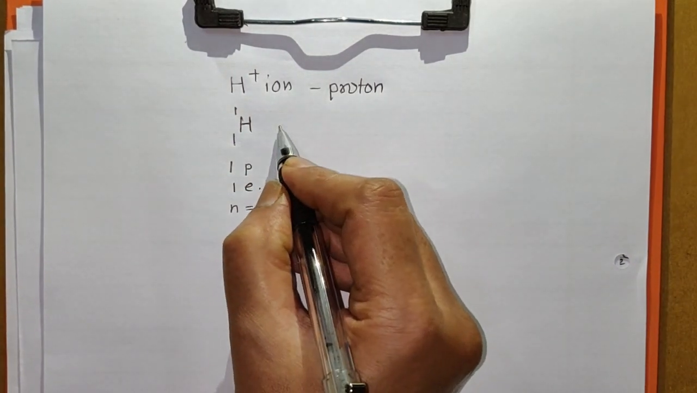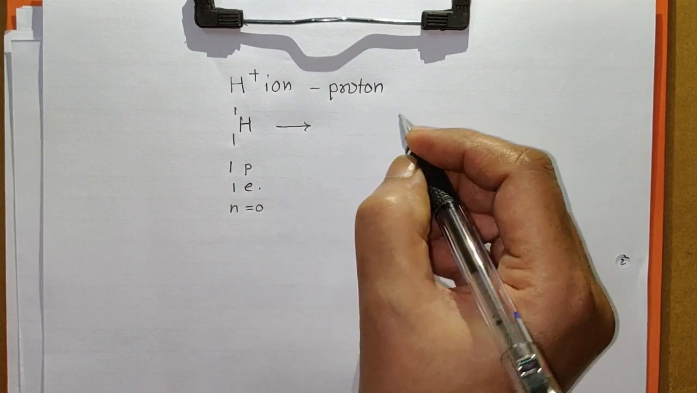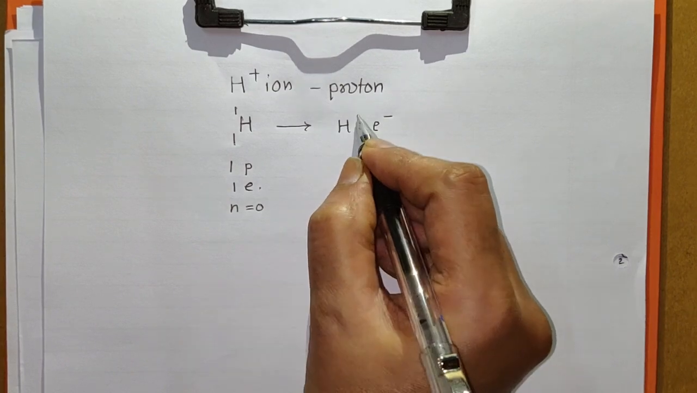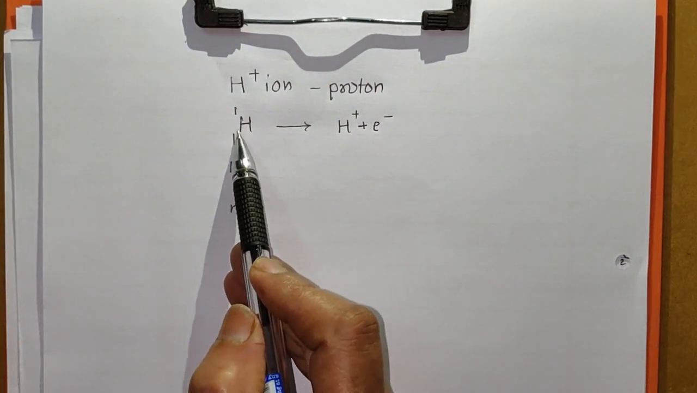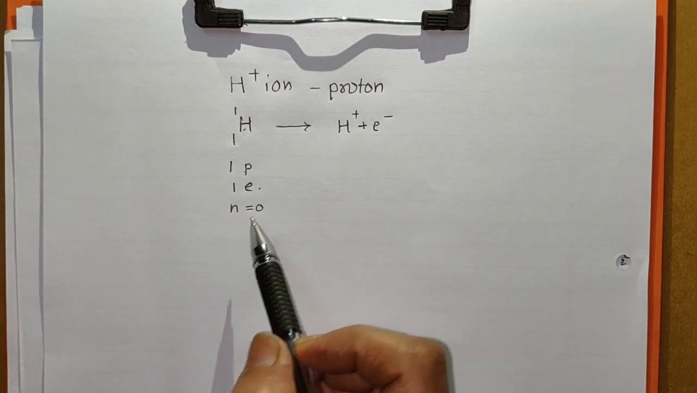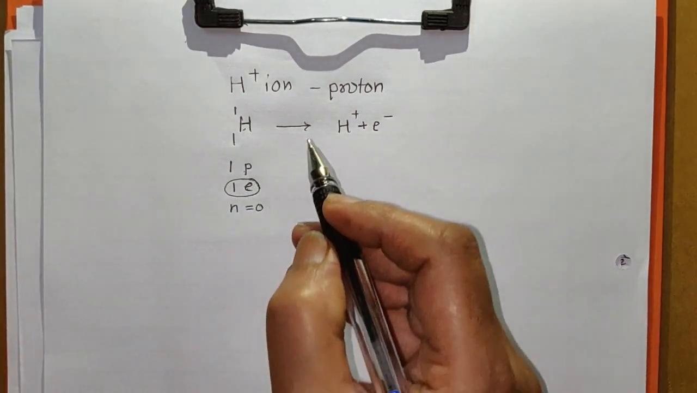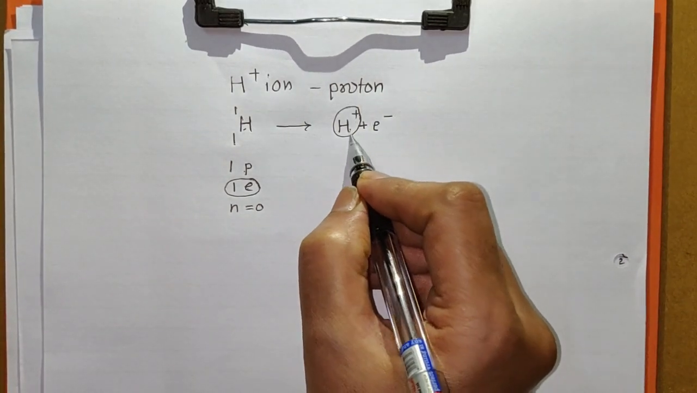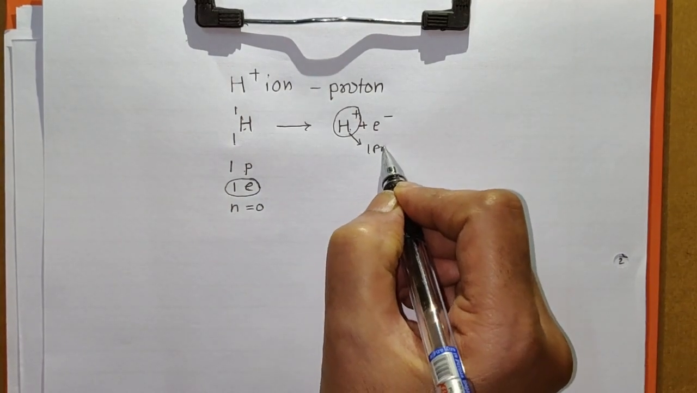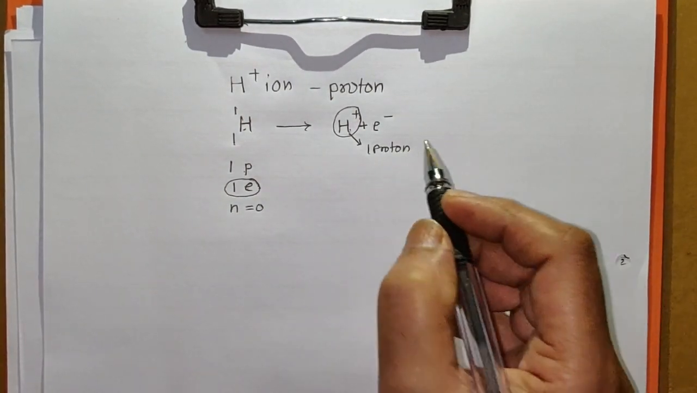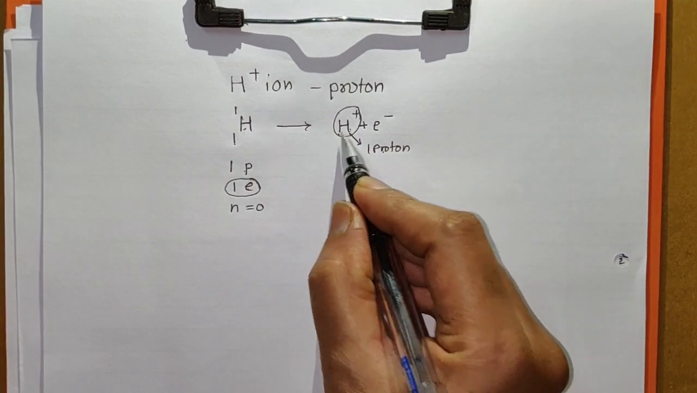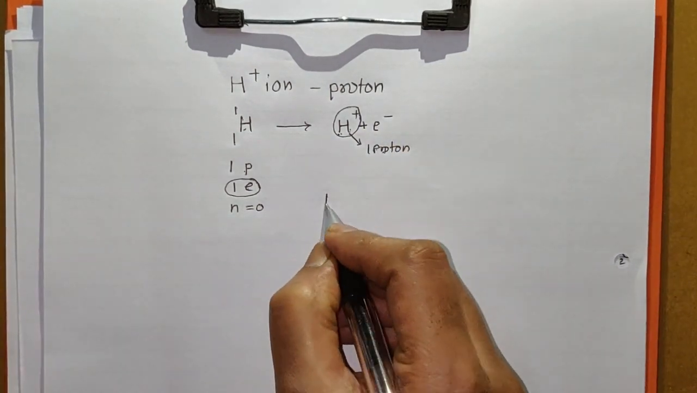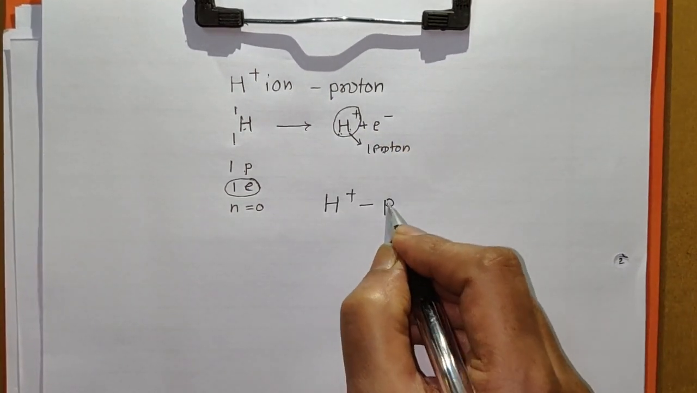Now when this hydrogen atom loses an electron, that is, it is oxidized, it is converted into H plus ion. The hydrogen atom has one proton and one electron, it loses this one electron, and so it is converted into H plus ion. Now you can say that H plus ion contains only one proton. So the properties of H plus ions are due to only one proton, and so in this theory H plus ion is considered as proton. Remember this.